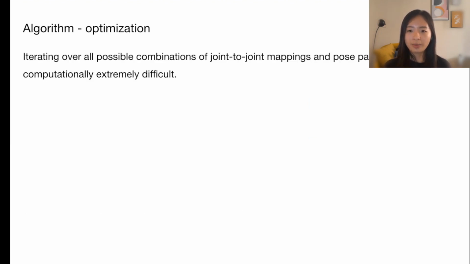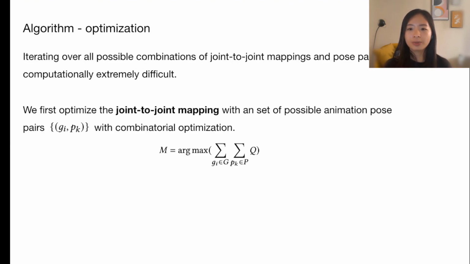To find the optimal mapping that maximizes the objective function, ideally we should iterate over all possible combinations of joint-to-joint mappings and reference pose pairs. Yet, it's computationally extremely difficult to exhaust all the combinations. We thus reduced the search space by first optimizing the joint-to-joint mapping with a set of possible animation pose pairs with combinatorial optimization. In this step, we obtain the joint pairs that maximize the objective function with estimated pose pairs.